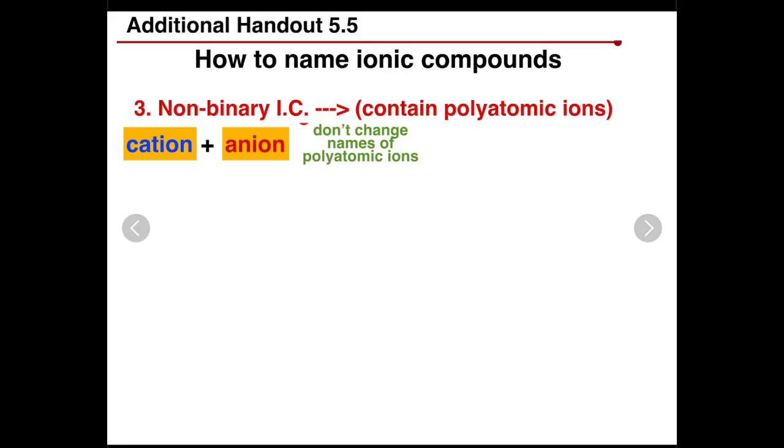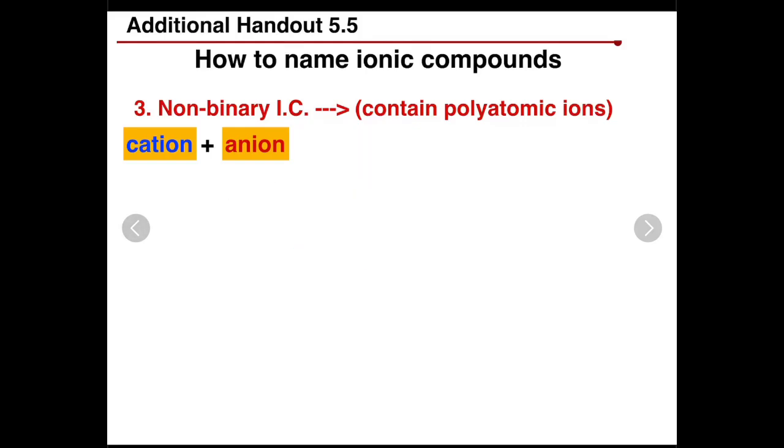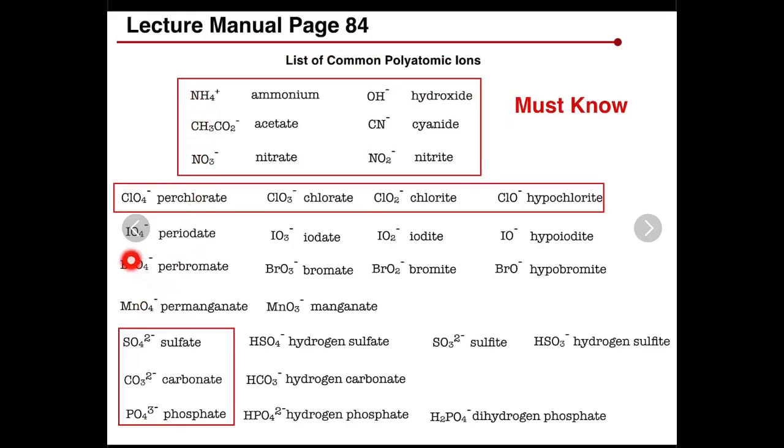If you have the anion as a polyatomic ion or the cation as a polyatomic ion, you do not have to change their name. What do I mean by that? If you go back here and see any of these groups of elements come together in your chemical formula, you don't need to change their name. You are going to read them as they are. For example, this one would be ammonium, this one would be acetate, this one would be nitrate, and so on.